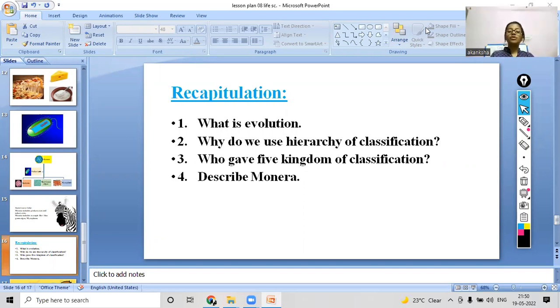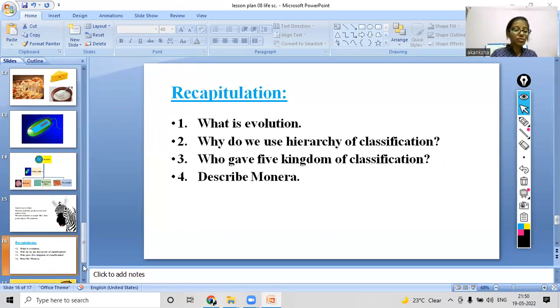Now you have to describe Monera. What type of organisms come under Monera? Only the prokaryotic organisms. And which organisms come under it? Blue-green algae, mycoplasma, and some bacteria also. So this was all the recapitulation part.